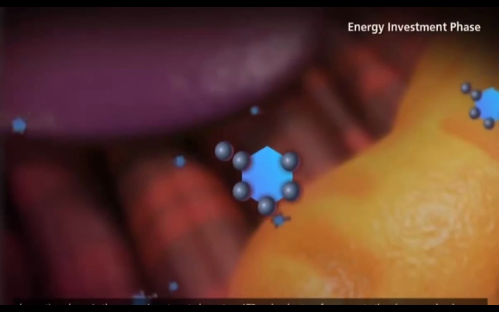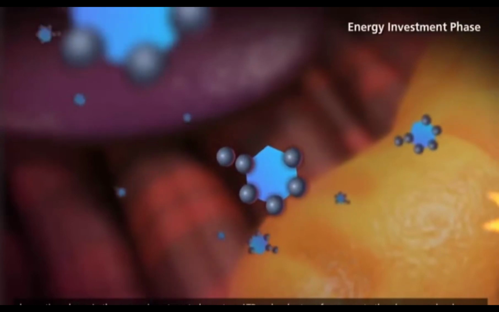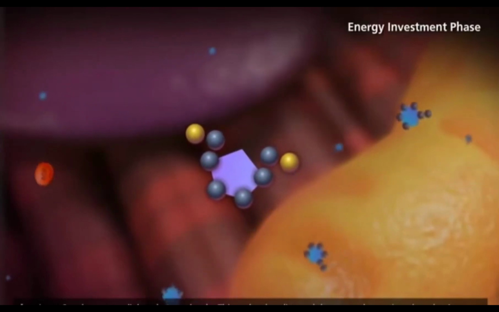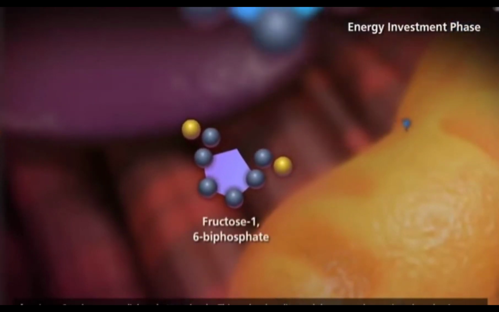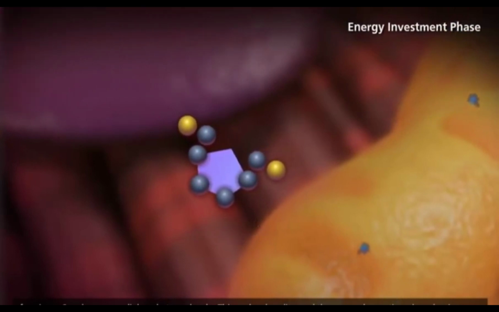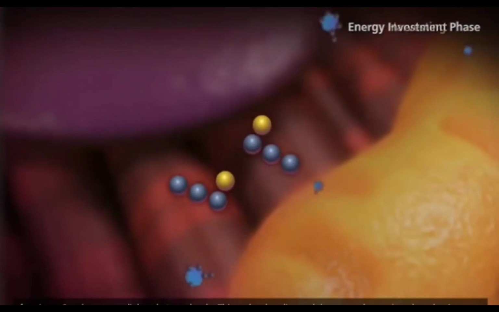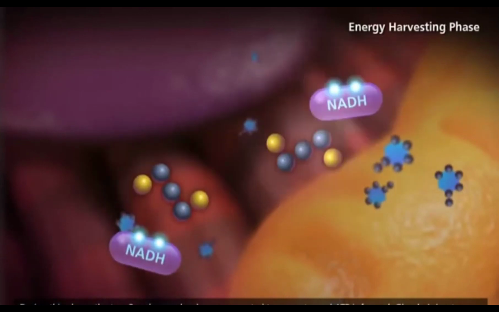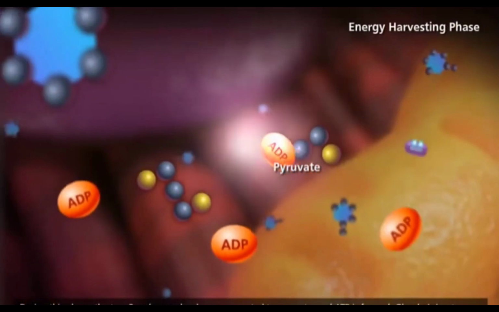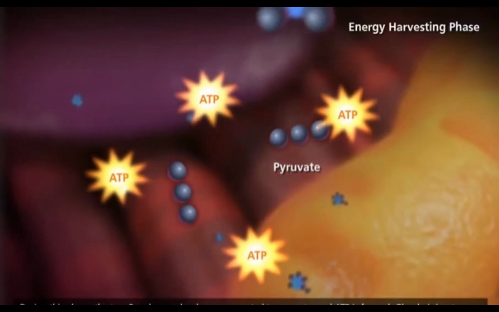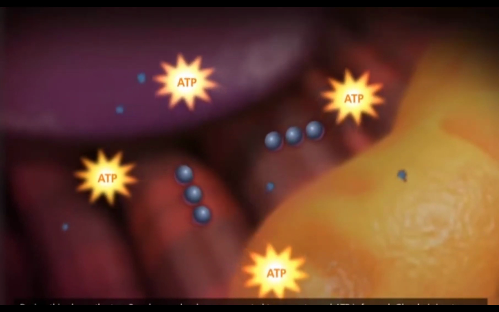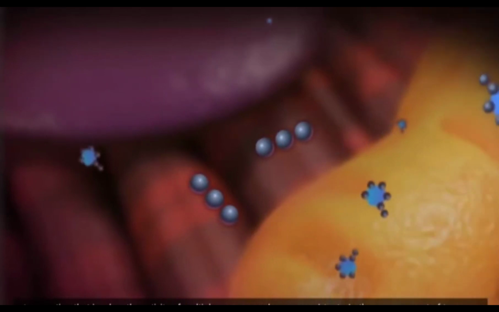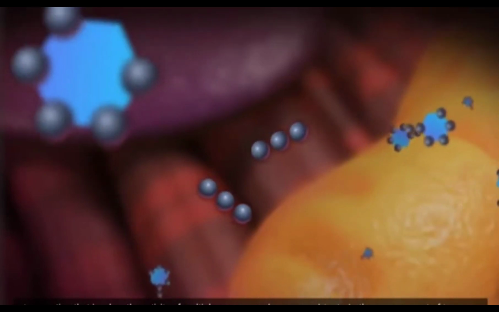In the energy investment phase, two ATP molecules transfer energy to the glucose molecule, forming a 6-carbon sugar diphosphate molecule. This molecule splits, and the energy harvesting phase begins. During this phase, the two 3-carbon molecules are converted to pyruvate, and ATP is formed. Glycolysis is a 10-step reaction that involves the activity of multiple enzymes and enzyme assistance.